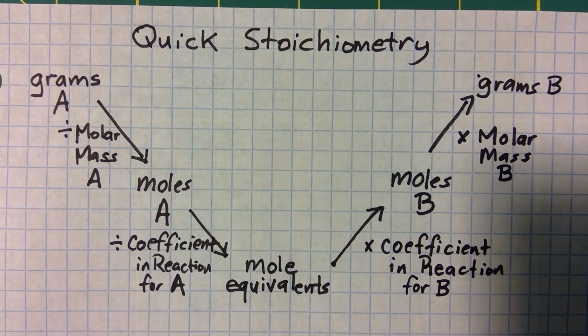Grams divided by molar mass will give you moles. Moles divided by the coefficient will give you mole equivalents. Equivalents times the coefficient of whatever the new thing you're looking at is will give you the moles of that new thing. You multiply those moles by the molar mass, and you end up with the grams. I will also post this plan somewhere where you can print a copy for yourself. It's a very handy reference to have.